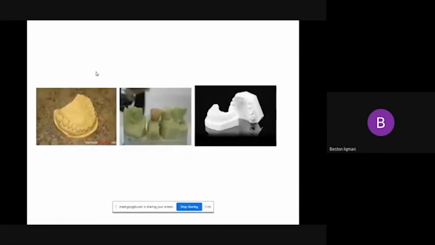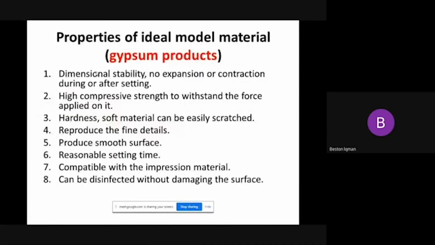Okay. The properties of the gypsum, you have different properties. First, it must be stable, compressive strength must be high, hardness must be high, fine detail must be good, surface detail must be smooth, setting time must be good, compatible with any type of impression material, and the last one must be disinfectable without any dimensional change.